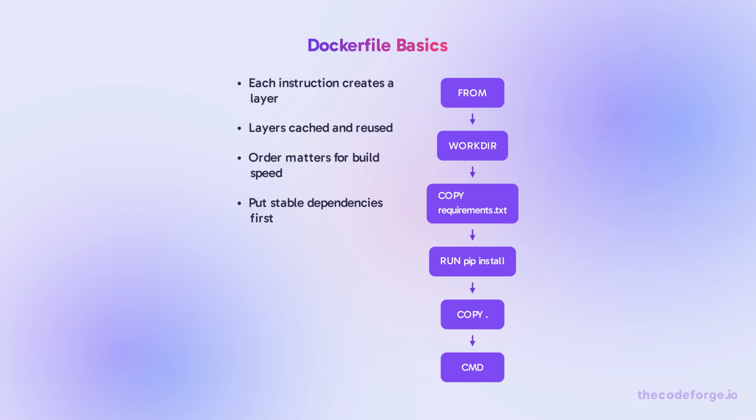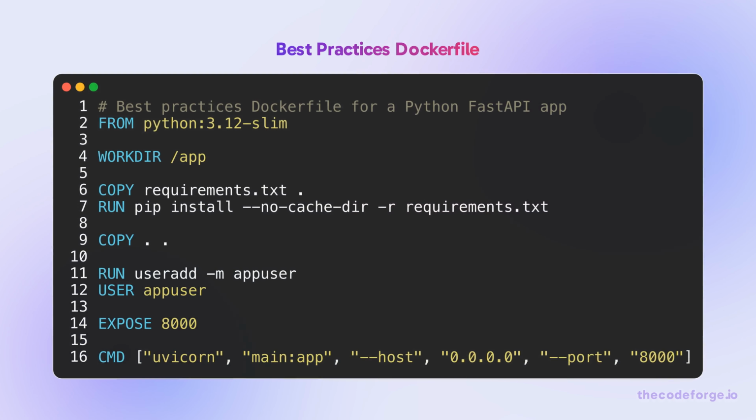A Dockerfile is a recipe for building an image. Each instruction creates a new layer. Docker caches layers and only rebuilds from the first changed instruction downward. This is the single most important optimization for build speed. Here's a best practices Dockerfile. Notice we copy requirements.txt first to leverage layer caching. Then we install dependencies, copy the rest of the code, create a non-root user, and set the command.